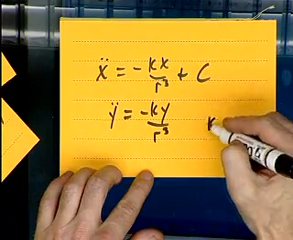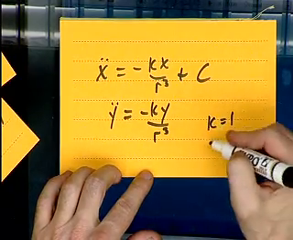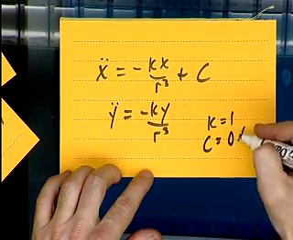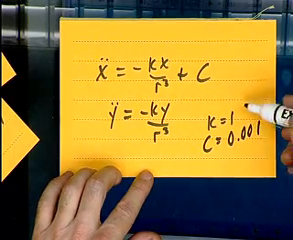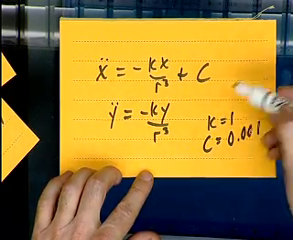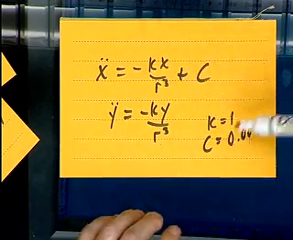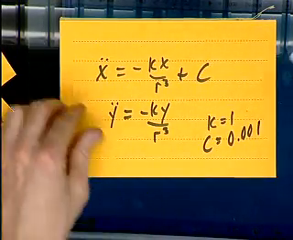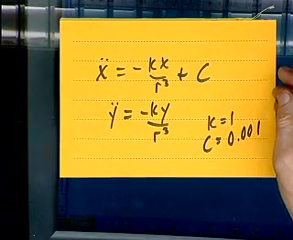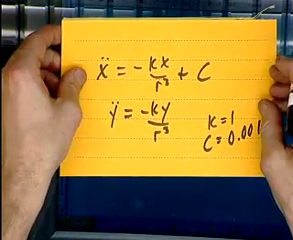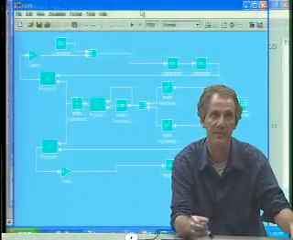I went ahead, just for simplicity, and made k be 1, and I made c be 0.001, something like that, a very small number, so a 1,000th of k. And I picked r to be 1, and I picked regular numbers. It doesn't affect the general behavior of the solution. It shows you very nicely the character of the problem. So let me show you the Simulink diagram for that.